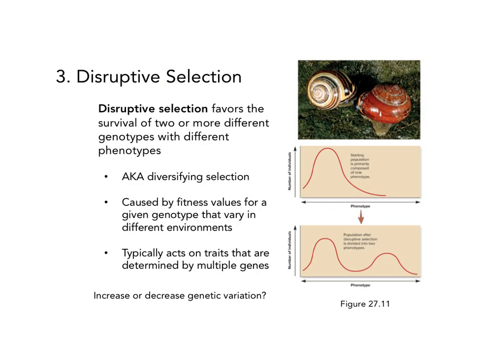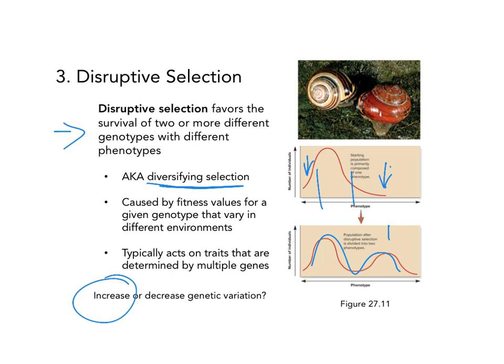The third type of selection is disruptive selection. Now, this type of selection actually favors the survival of two or more different genotypes that have different phenotypes. This is also known as diversifying selection. So this can tend to increase genetic variation in a population. In this situation, you're going to get selection for individuals that are on either end of these extremes, that are more different than what you've got in the middle here. So that leads to this bimodal distribution in terms of the numbers of individuals.